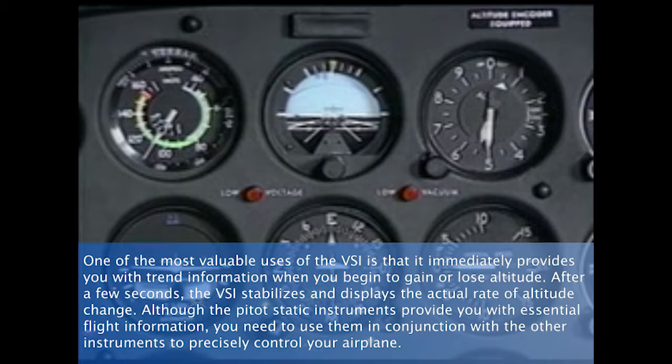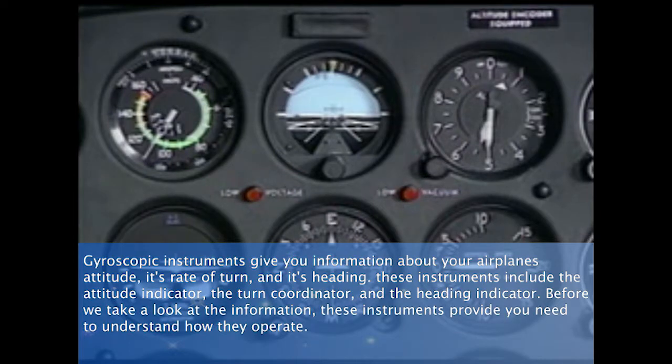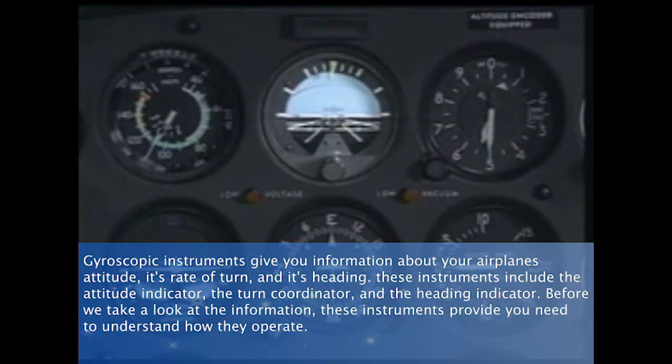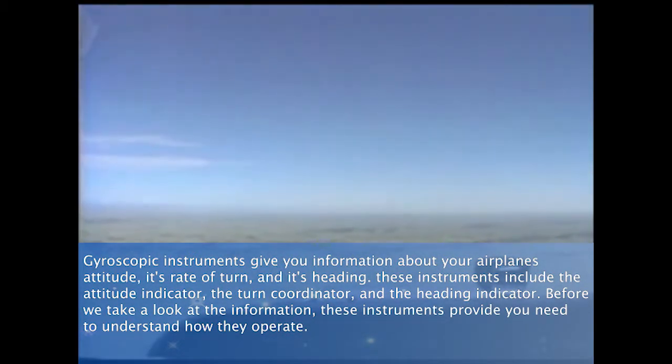Although the pitot-static instruments provide you with essential flight information, you need to use them in conjunction with the other instruments to precisely control your airplane. Gyroscopic instruments give you information about your airplane's attitude, its rate of turn, and its heading. These instruments include the attitude indicator, the turn coordinator, and the heading indicator. Before we take a look at the information these instruments provide, you need to understand how they operate.